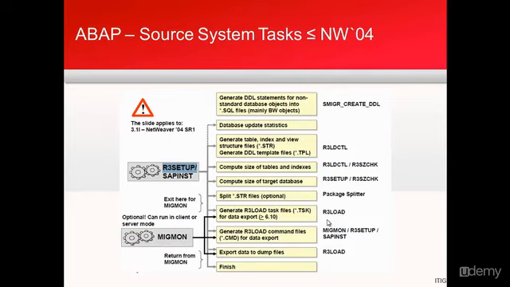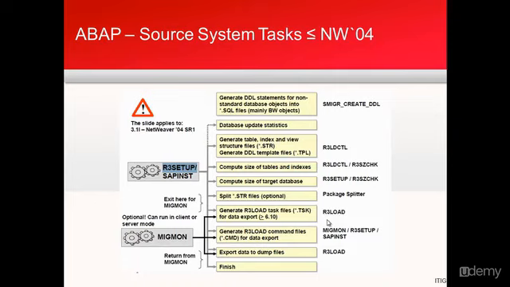Okay, then using the R3load task file, you are generating these files, and basically you are using Migmon to manually control the data export process, and using R3load you are again exporting the data to the dump file. So that is pretty much the source system tasks. So these are the sequence of activities which happen in the actual export process, that is, when you are performing an export. These are the main activities that take place in the export.